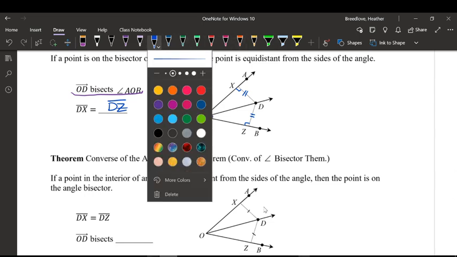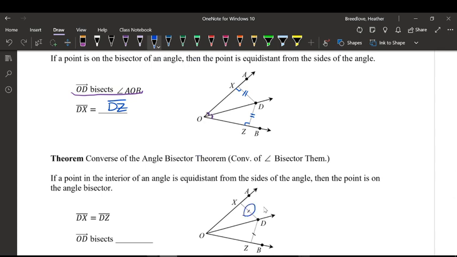All right, so you're given that the segments are congruent, so we're going to conclude that the angle has been bisected. So because DX is congruent to DZ, ray OD bisects angle AOB.